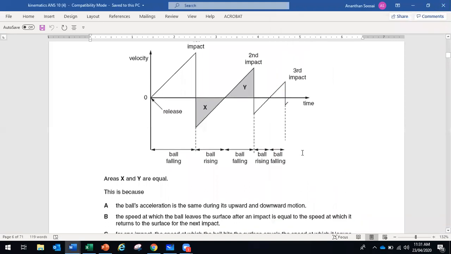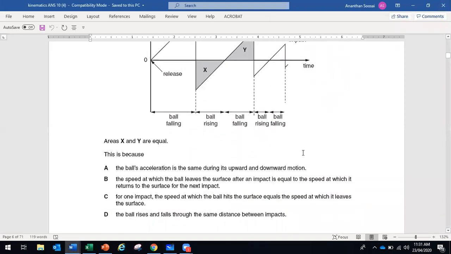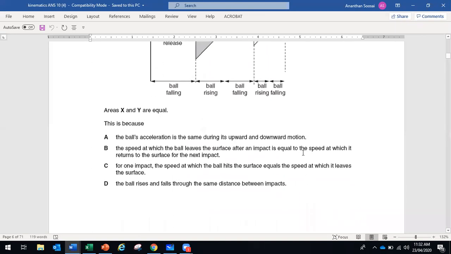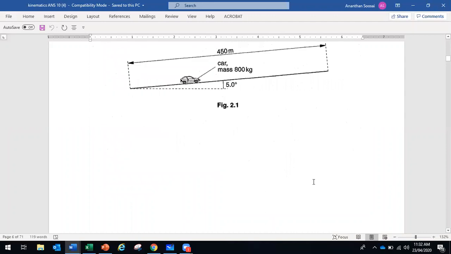So, those who got D, good. In Cambridge, they give facts which are correct, but you have to think carefully which one links to the answer. Any problem here? Okay, everyone agrees. D is the answer. The distance it rises is the same as the distance it falls down. Okay, more questions to understand this?